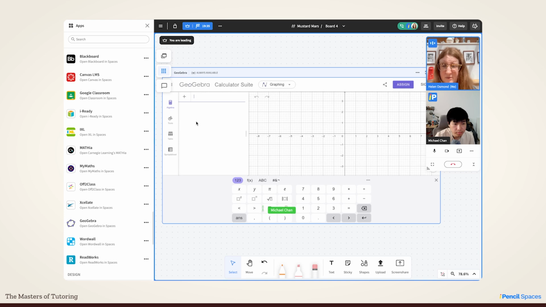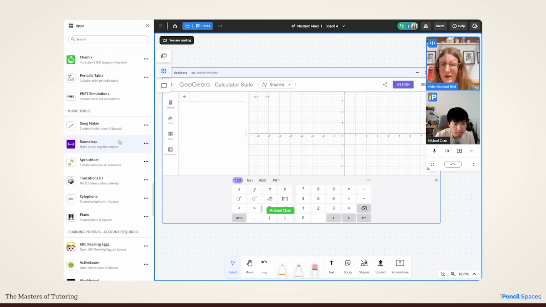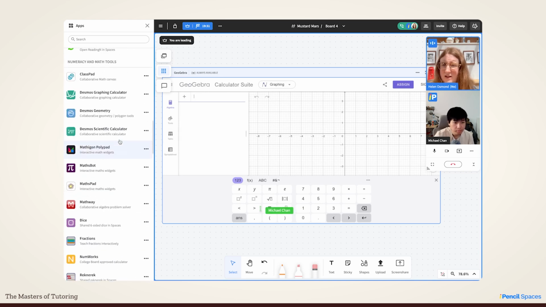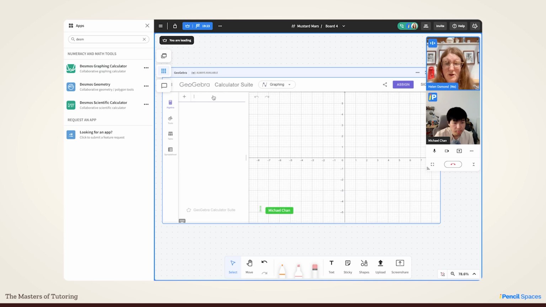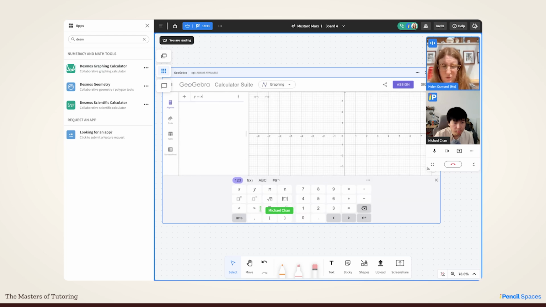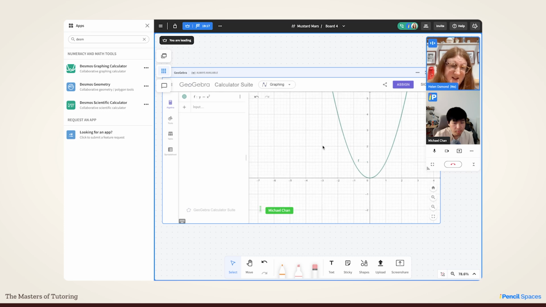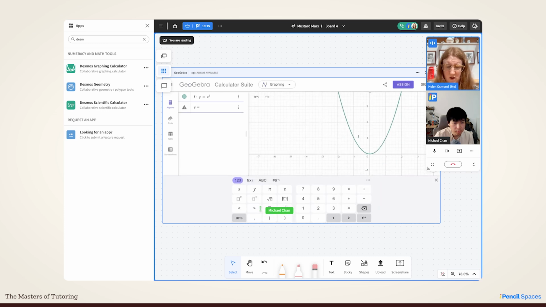So GeoGebra is all within the same thing. If you're looking for the Desmos graphing calculator, it's up here as a separate tab, but you can do the same thing on either of these. So if I wanted to draw the graph of y equals x squared, I can do that. I can see that it's there. I can move it around. Y equals x minus 2 squared.